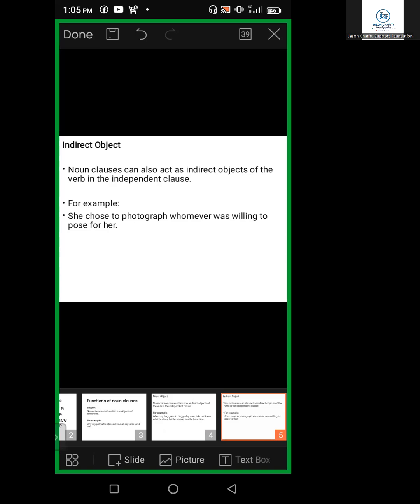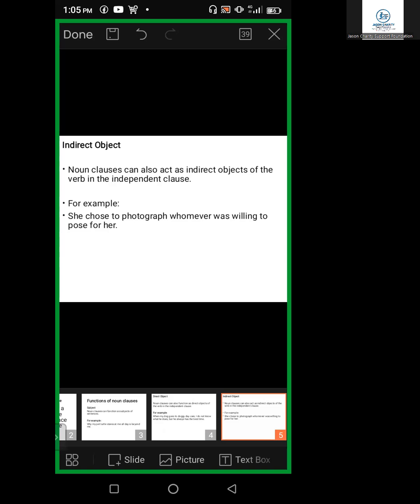So for this sentence now, we are seeing that a noun clause can also function as an indirect object in a sentence. So the example that we have: "She chooses to photograph whomever was willing to pose for her." So our noun clause functioning as an indirect object in this sentence is "whomever was willing to pose for her."